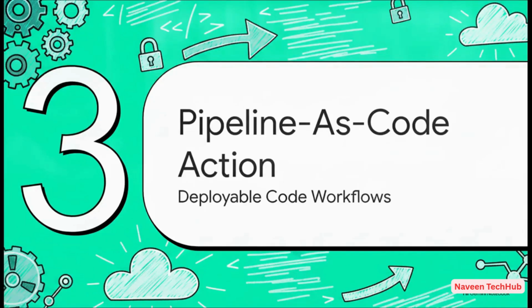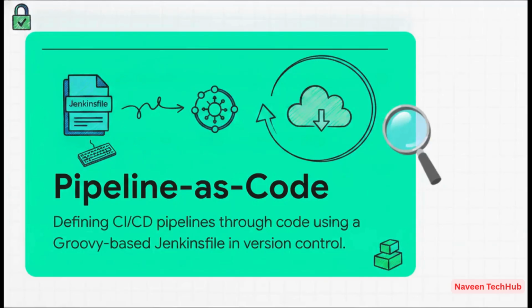Section 3, Pipeline as Code in Action. You know, gone are the days of manually clicking around the Jenkins UI to set up a job. Today, it's all about pipeline as code. This basically means treating your deployment process exactly like your application code. You write your pipeline in a file, called a Jenkinsfile, using a Groovy-based syntax, and you commit it right alongside your application code in Git. By doing this, your workflow becomes versioned, totally auditable, and easily reproducible across environments.